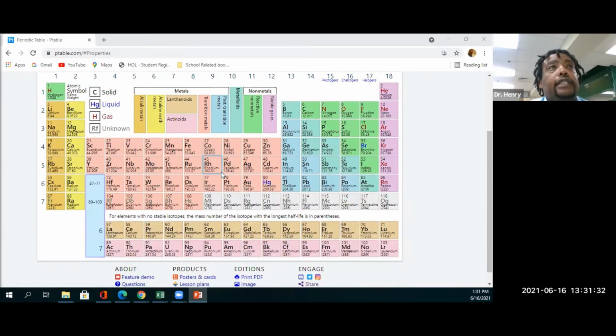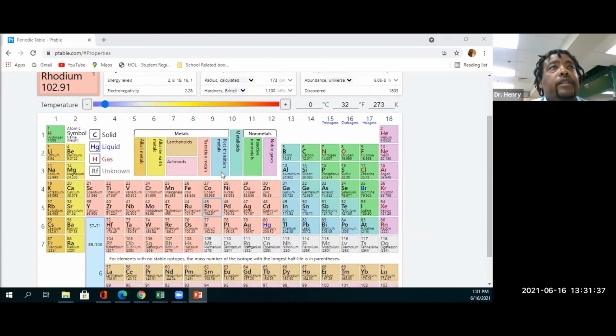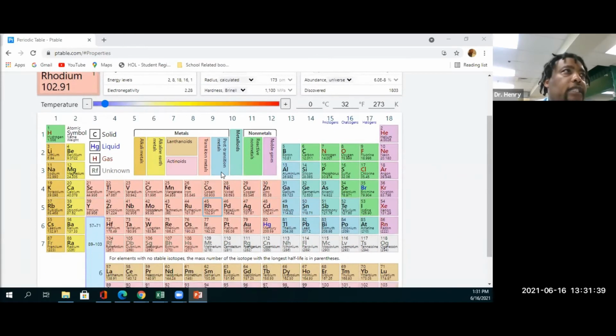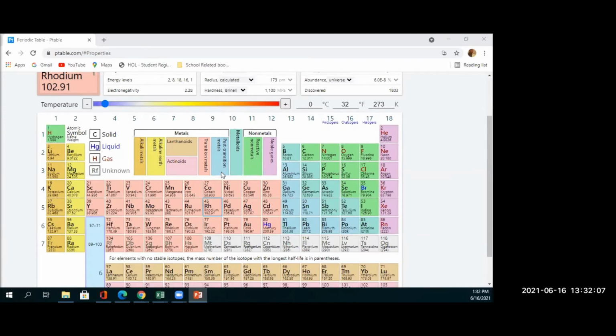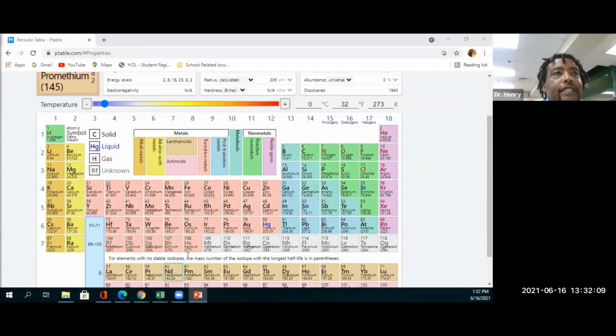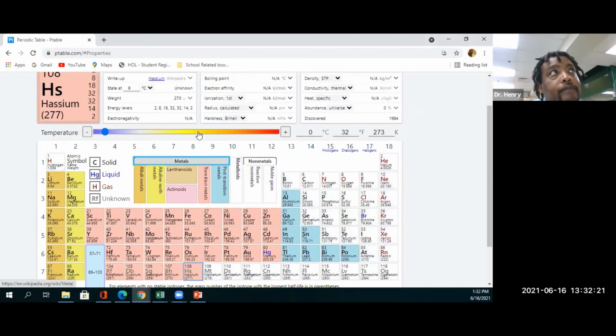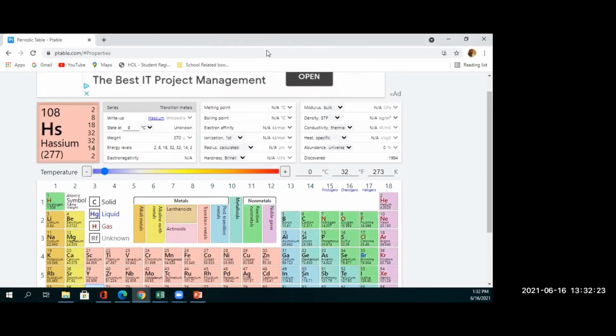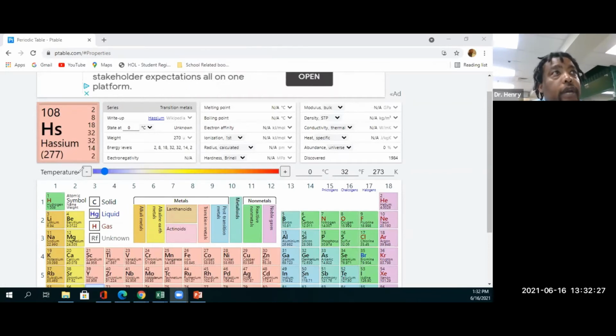Okay, so we have the element in group 8, period 7. HS, hassium. Okay, so tell me, what is the atomic number of hassium? 108. Okay, so the atomic number is 108.